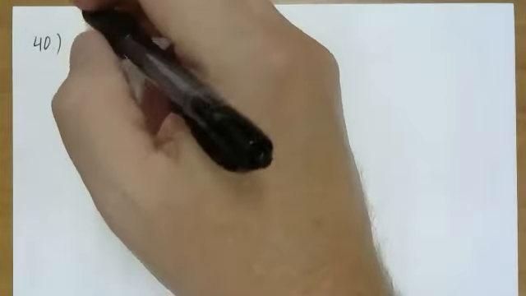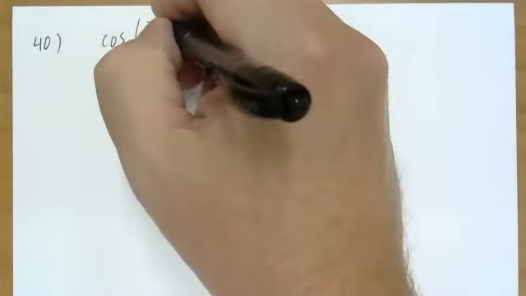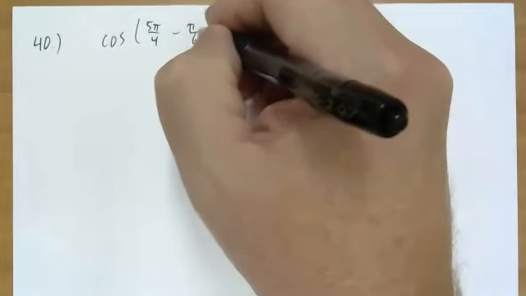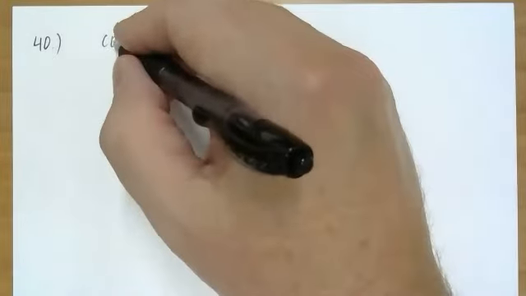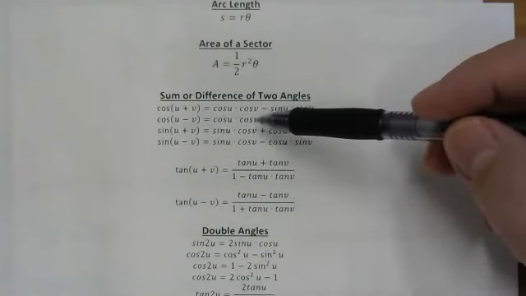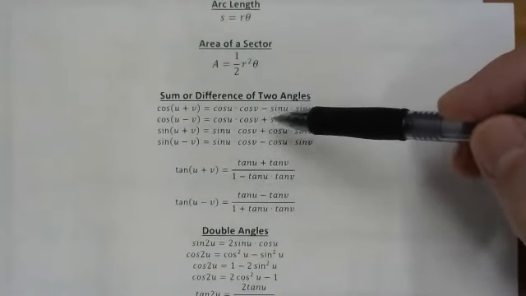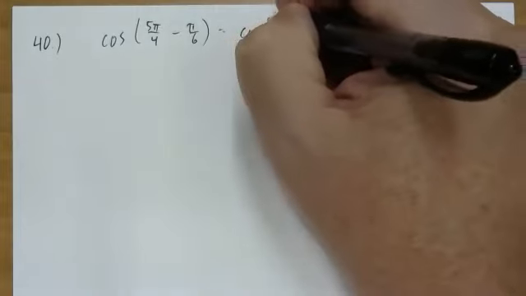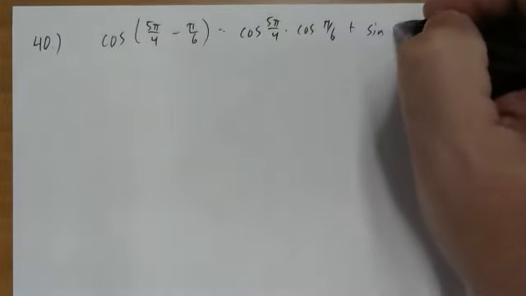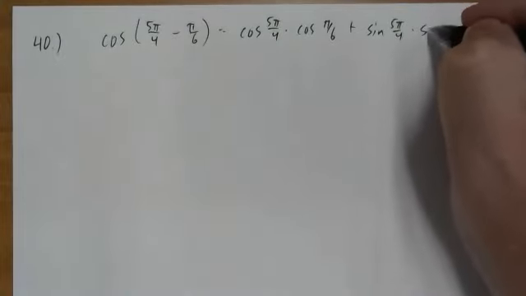So the first one, number 40, says the cosine of 5 pi over 4 minus pi over 6. So we're trying to find the cosine of a difference. So when I go here, cosine of a difference looks like it's cosine u cosine v, so the cosine of the two functions plus the sine of the two functions. So therefore, cosine of the two functions plus the sine of the two functions.